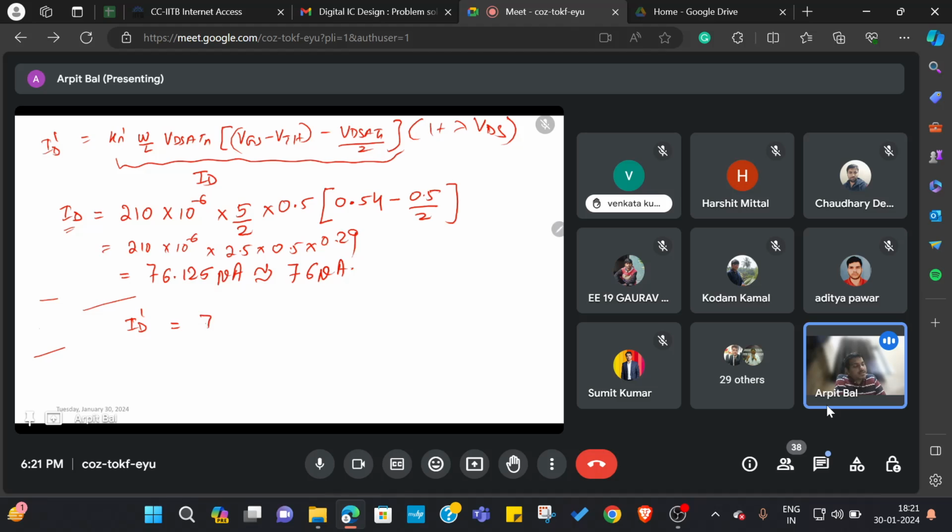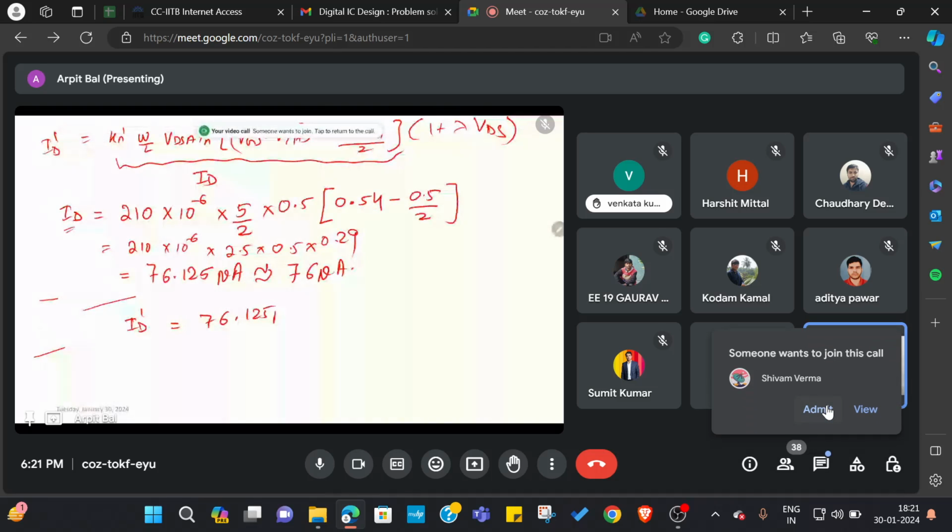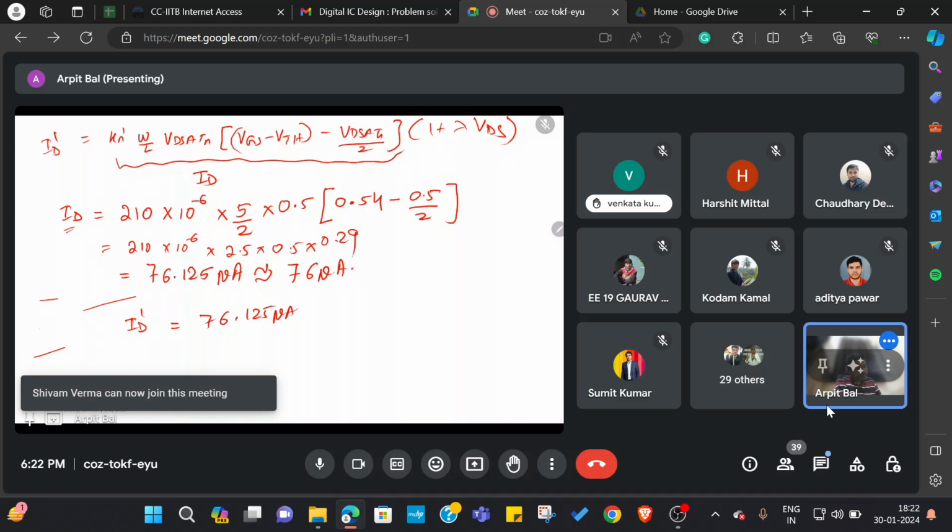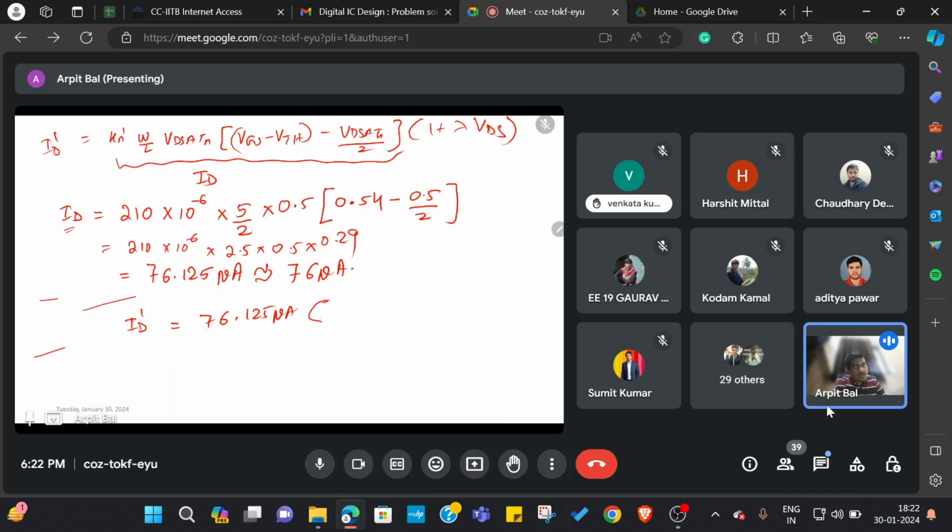So ID sat is 76.125 microamps into 1 plus lambda VDS. Lambda VDS is 0.07 into VDS, which is given to us as 0.6. So this will be 79.32225 microamps, that is roughly 79 microamps. Is this part clear? Is this question clear, or does anyone have any doubt in this question?